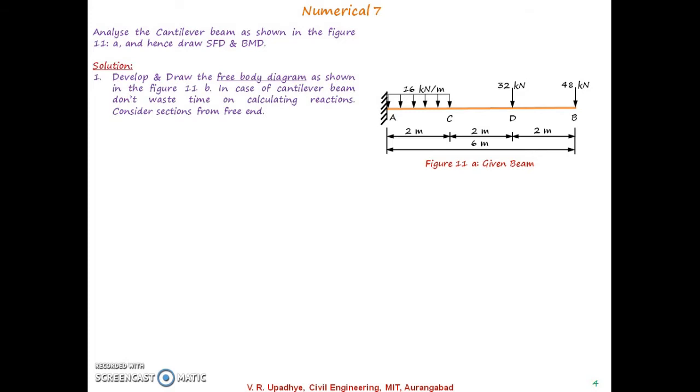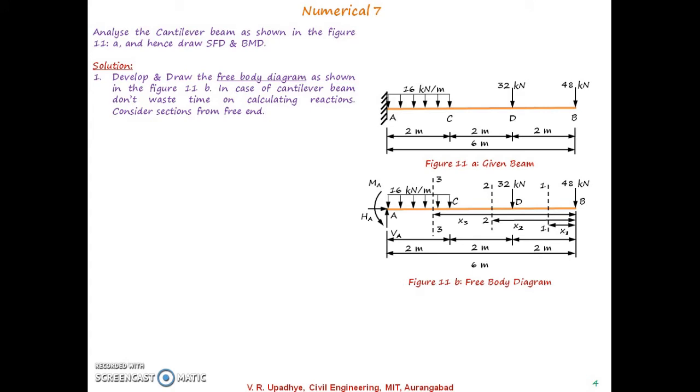That is what is written in this statement: develop and draw a free body diagram as shown in figure 11b. It is something like this. In case of a cantilever beam, don't waste time calculating reactions. Consider sections from the free end. What is shown here is section 11, and the origin is B, the free end, and the distance of section 11 from B is x1. For section 22, again the origin is the free end. So we'll be going from the free end up to the sections in case of a cantilever beam.